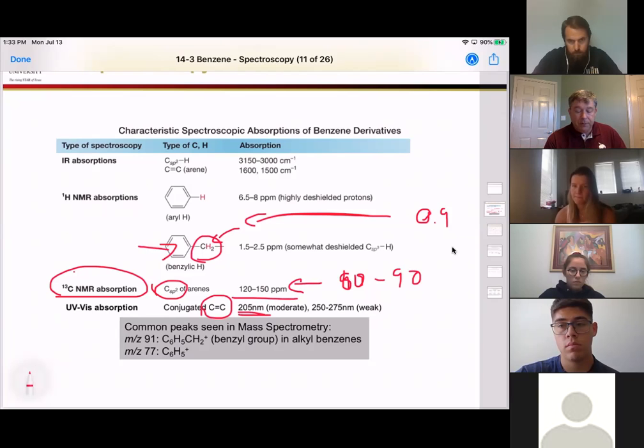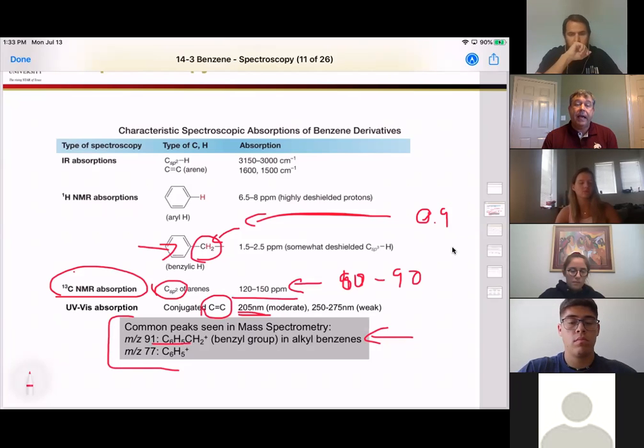And in our mass spectrometry, benzylic groups tend to always generate a nice, strong peak at 91 because of this benzylic cation and the stability of it. However, if it's a monosubstituted benzene, you typically get a fragment at 77, which is 6 carbons and 5 hydrogens.